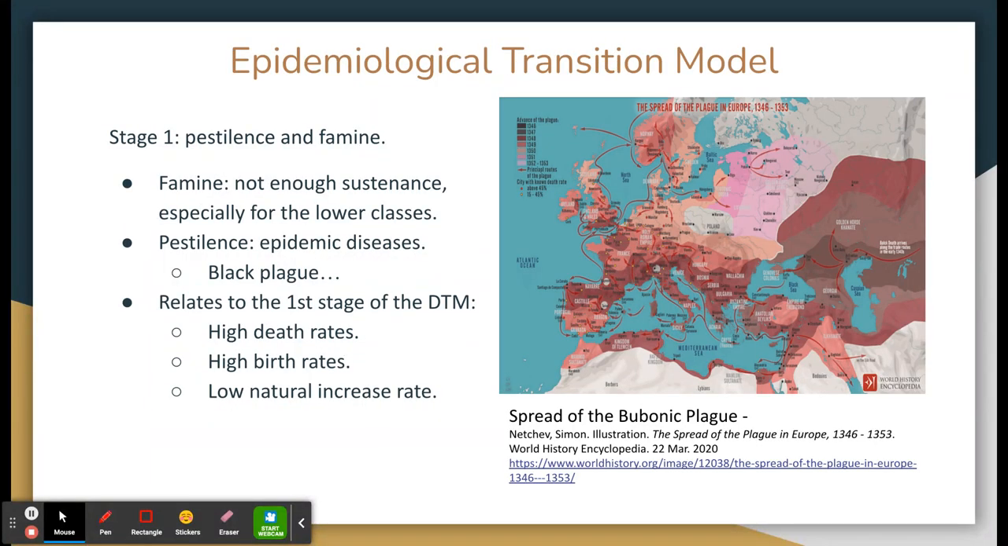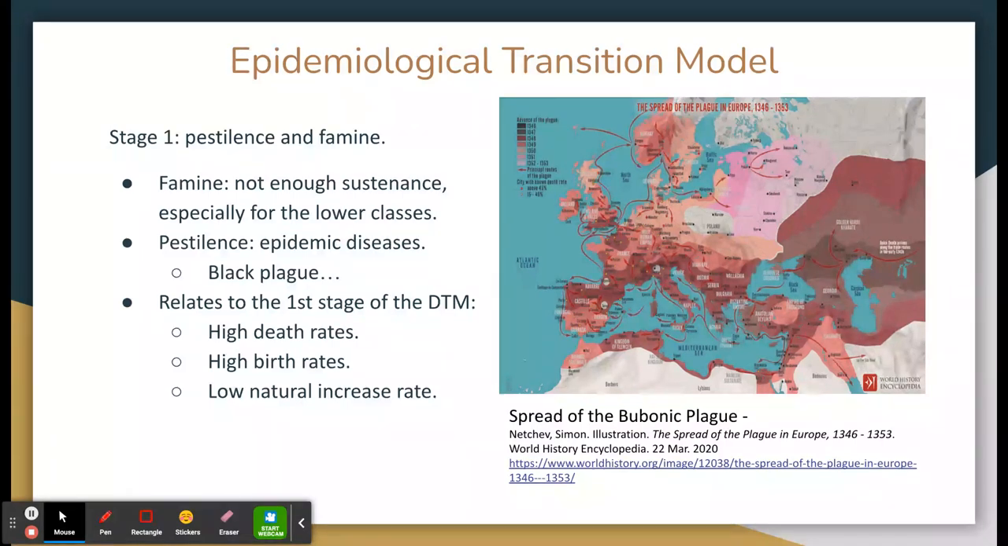Next, we will discuss the epidemiological transition model, or the ETM. This connects to the DTM, the demographic transition model. To begin, we have stage 1, which is represented by pestilence and famine. Famine means that there's not enough sustenance, especially for the lower classes. Pestilence represents epidemic diseases, such as the Black Plague.